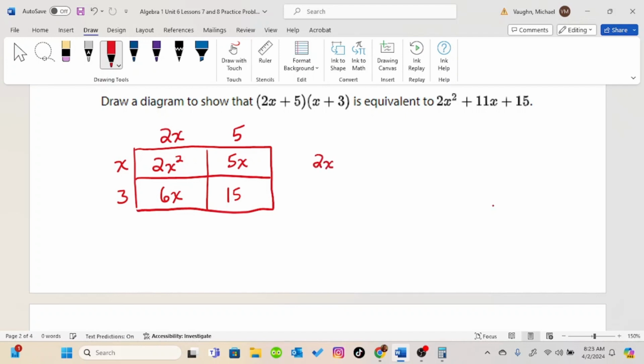Now if we add everything together to make the whole box, we have 2x squared plus 5x plus 6x plus 15. Now we can add like terms, and we get 2x squared plus 11x plus 15, and that's exactly what they wanted us to prove was equivalent.